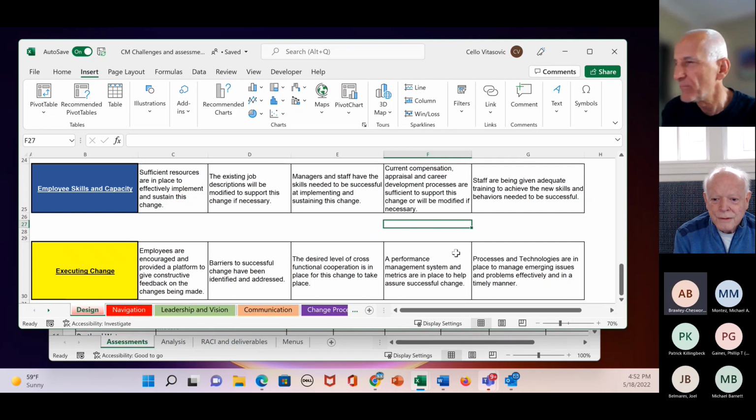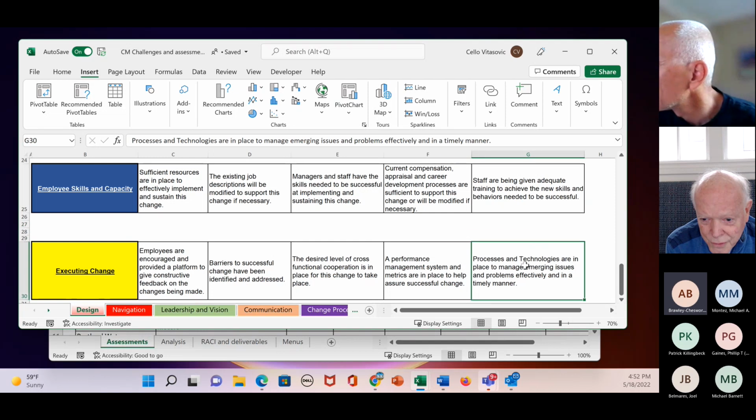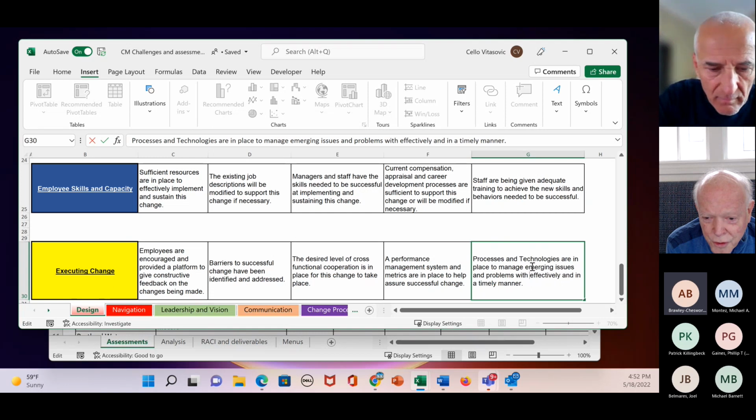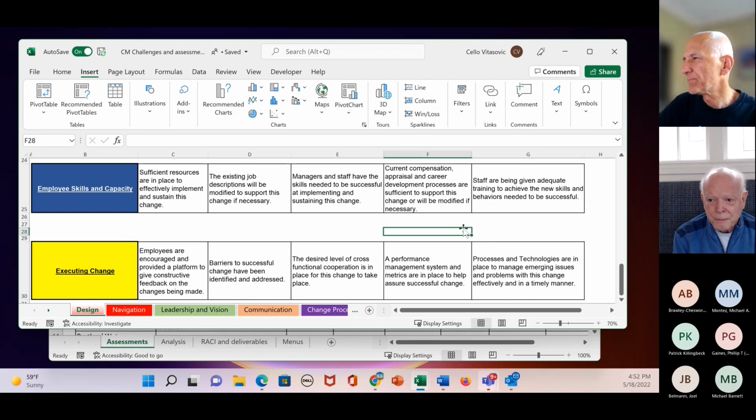So that last one, I would make that specific to this change also, because otherwise I can see people thinking my organization in general has a way to address emerging issues. So let's see, emerging issues and problems with this. Yeah, exactly. Nice. You're good point.